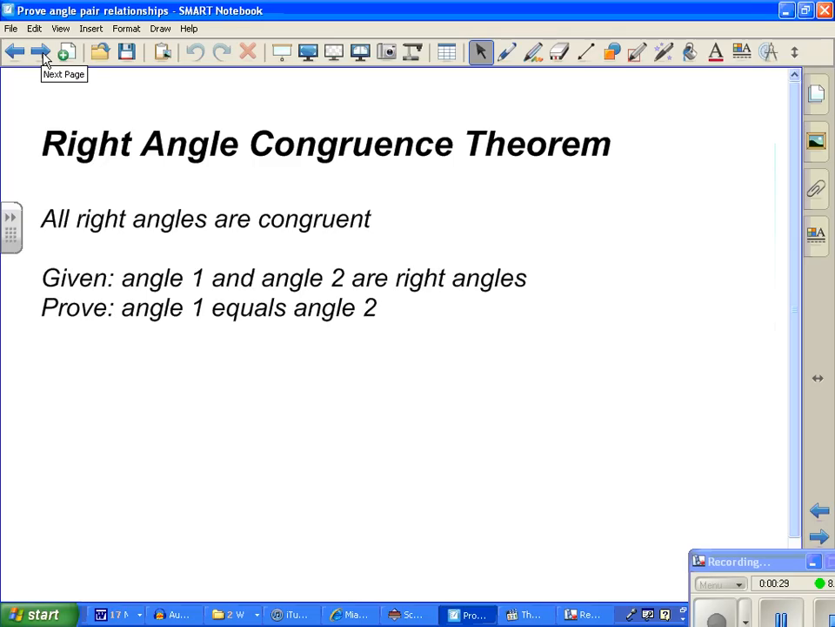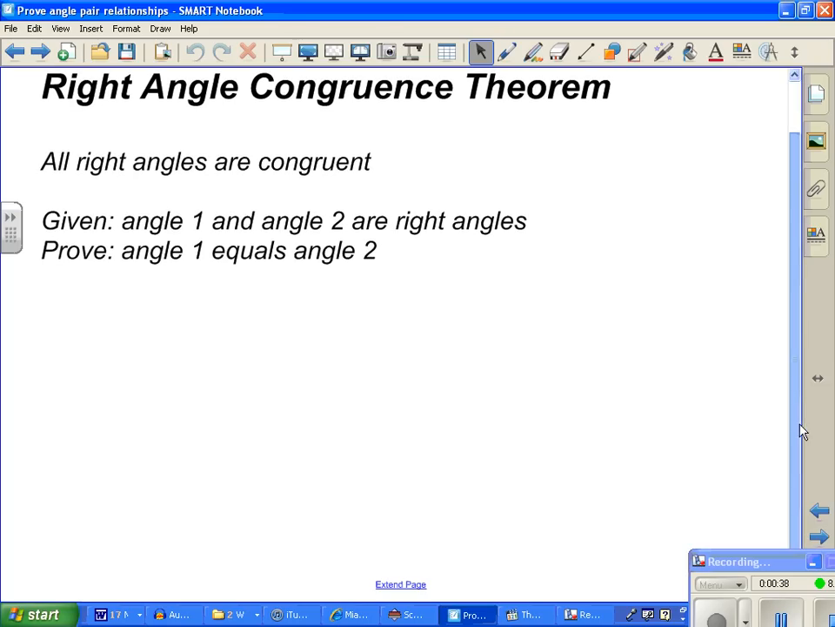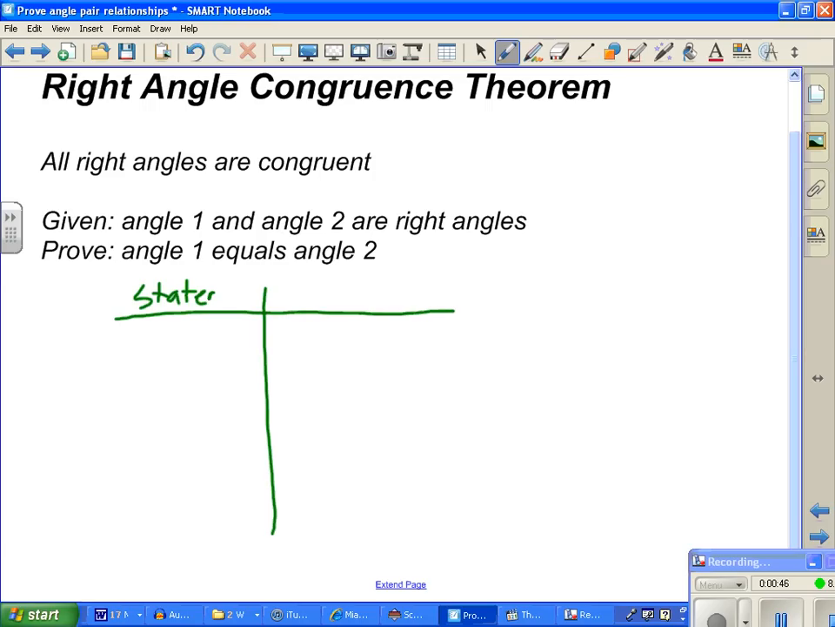Right angle congruence theorem. All right angles are congruent. Well, obviously that is true because all right angles equal 90 degrees, but we're going to have to prove it. Okay? So let's go through a two-column proof. Statement, reason.